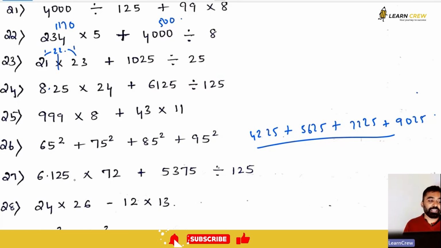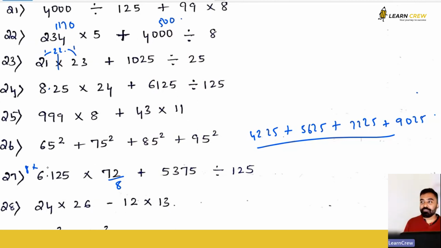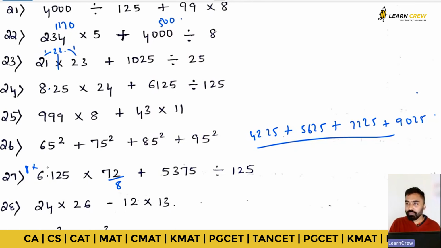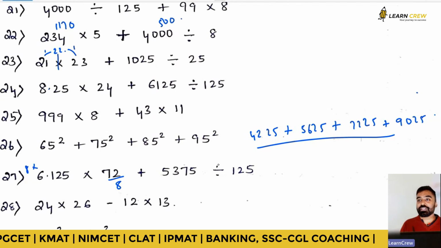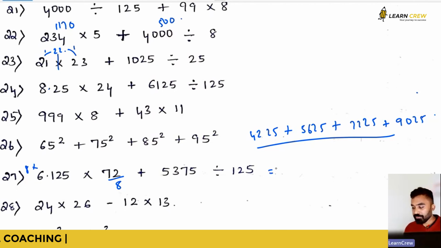Okay, 6.125 can be 0.125 into what will give you 1? 8. So divide by 8, multiply by 8. Do it now. 8 6s are 48 plus 1 is 49. 49 into 8. 9s are 72. 49 into 9. Correct? Good. I'm just multiplying it by 8. 5375 can be split into 5000 plus 375 divided by 125. Answer 484. Answer is done.